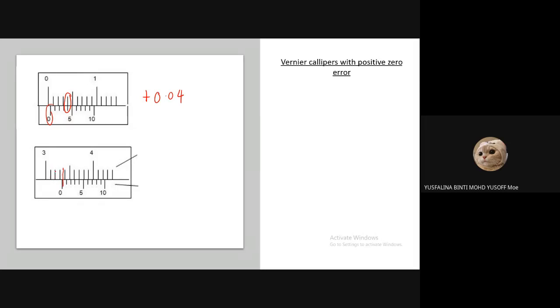So 3.1, 3.2, 3.3. This one is after I put an object and I want to measure it. So 3.3, and the lines are the same: 1, 2, 3, 4. So plus 0.04, you get 3.34. This is the reading of the object. But since the vernier calipers have a positive zero error, you need to minus first to get the correct reading. So 3.34 minus positive 0.04, you get 3.30 cm. This is the correct reading for the vernier calipers.